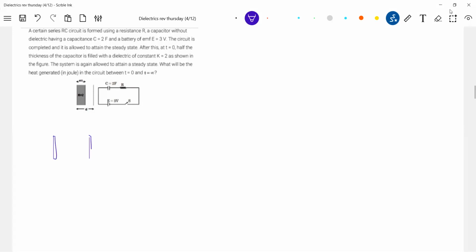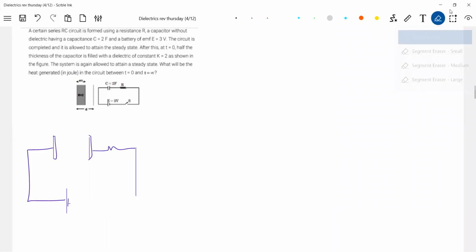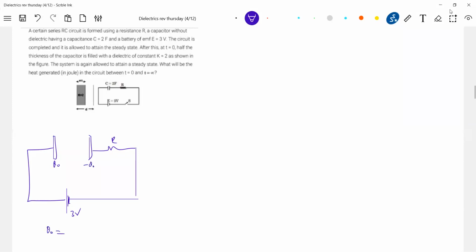Okay, let's take this. So initially, this is a circuit with resistor R and an EMF of 3 volts. So initially, what is the charge on this? Q naught minus Q naught. So what is the Q naught? Q naught should be equal to C into E. So this will be 2 into 3, 6 coulombs.